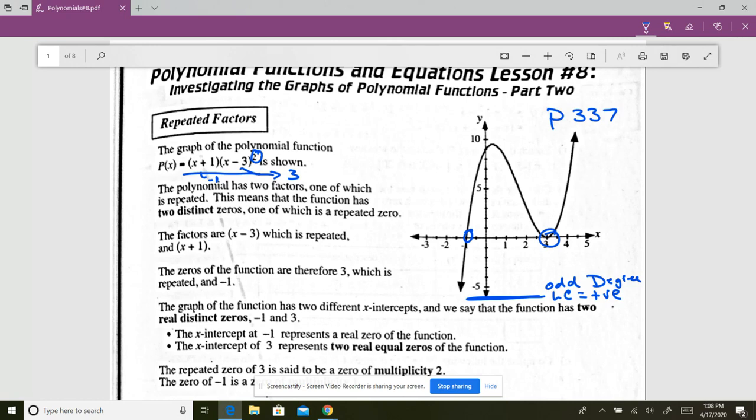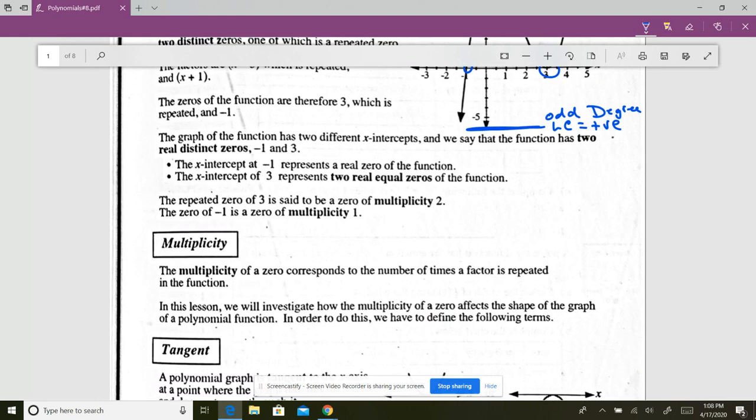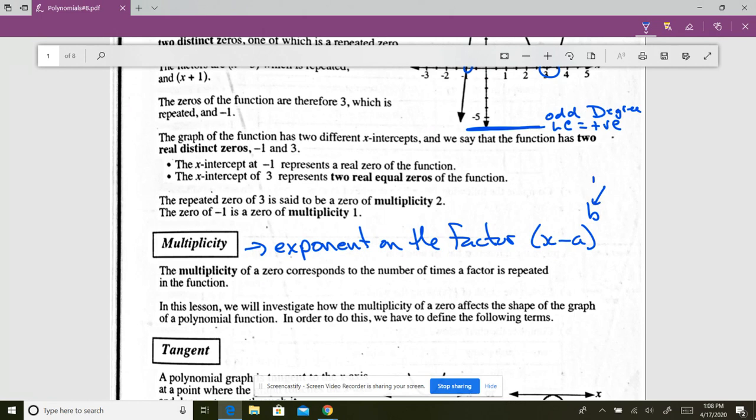These exponents on each of the factors are called multiplicities. Okay, so when somebody talks about multiplicity, they're talking about the exponent on the factor. If the factor is x minus a, that's b. This is the multiplicity.